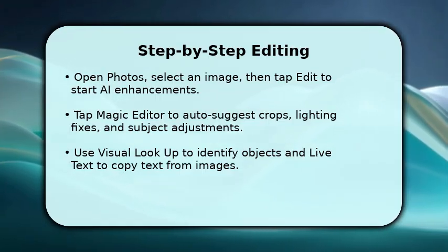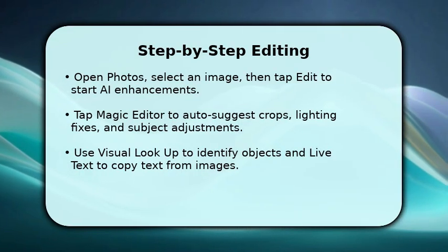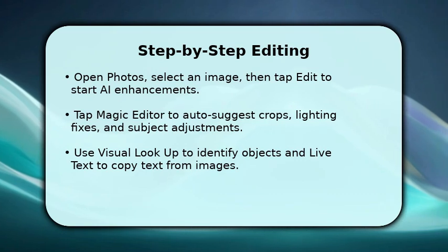Use Visual Lookup to identify objects, scenes, and plants in a single tap. Use Live Text to copy text from signs and receipts directly into another app.